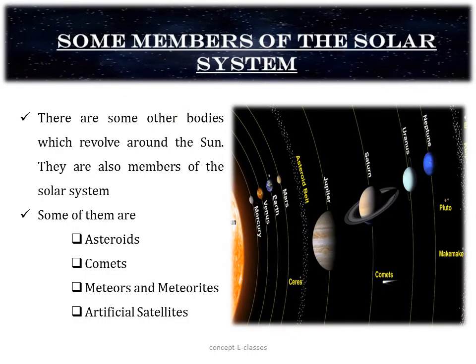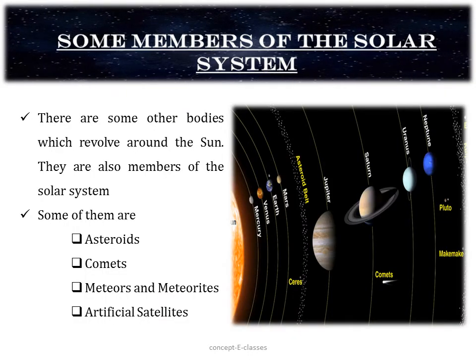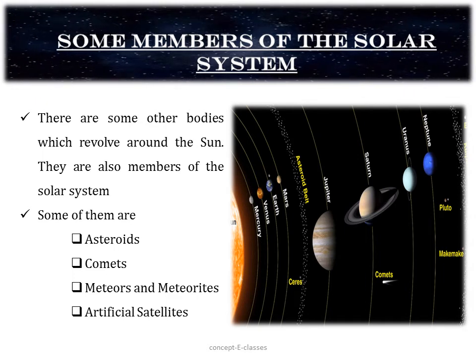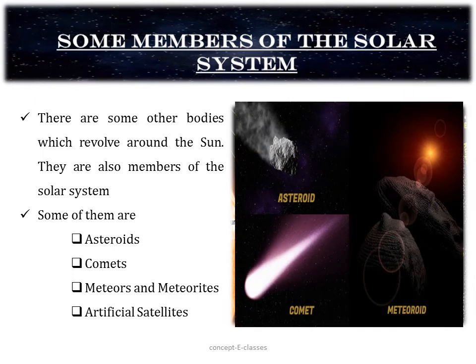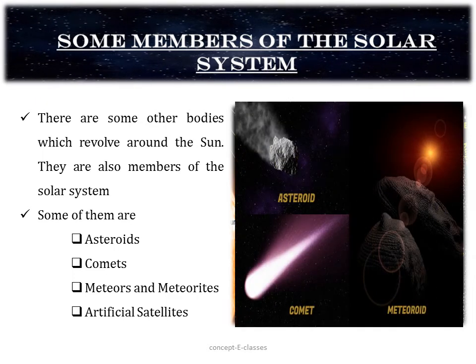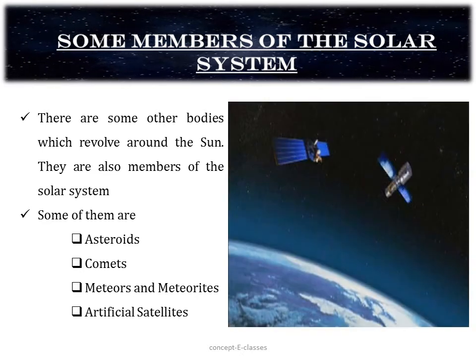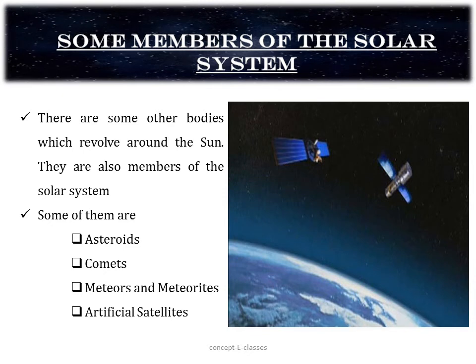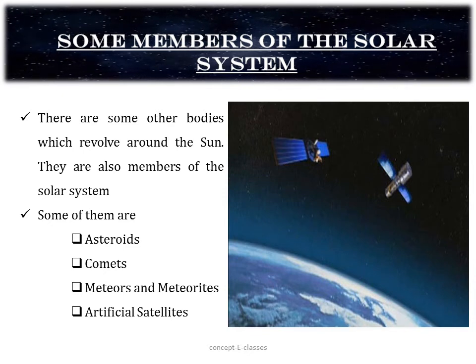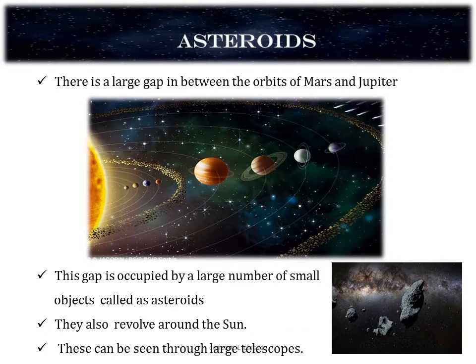Now other than the planets and the Sun, we have some other members in the solar system as well. Some of these members include asteroids, comets, meteors, meteorites and artificial satellites. Now let's discuss each of these members briefly as well. So first let's see what are asteroids.